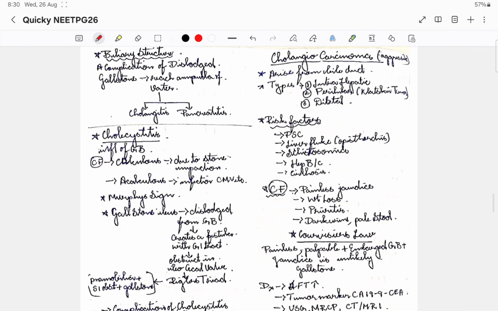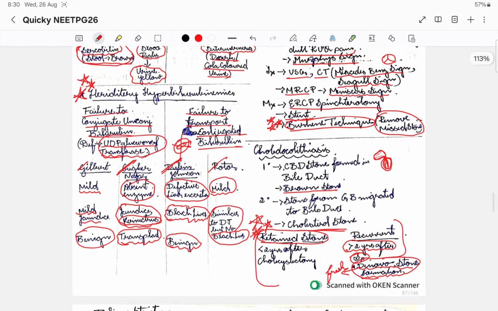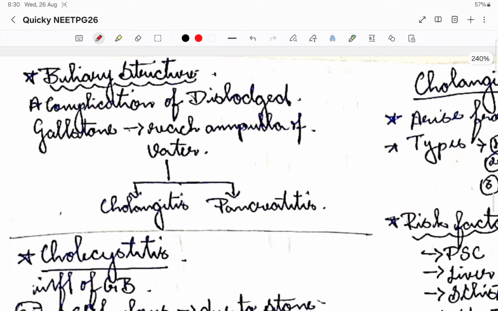Okay, so now going to biliary stricture, it is just like biliary atresia only, but it happens in adults. This is a complication of a dislodged stone, dislodged from the gallbladder or the bile duct.